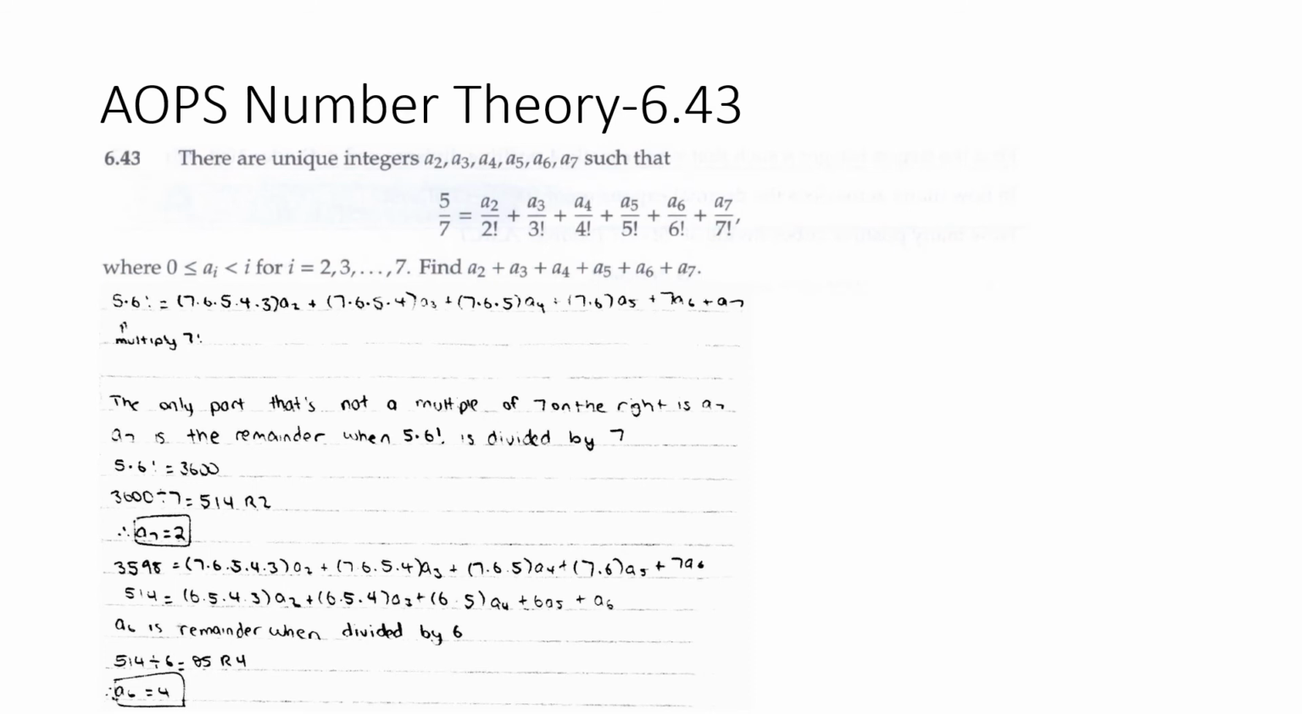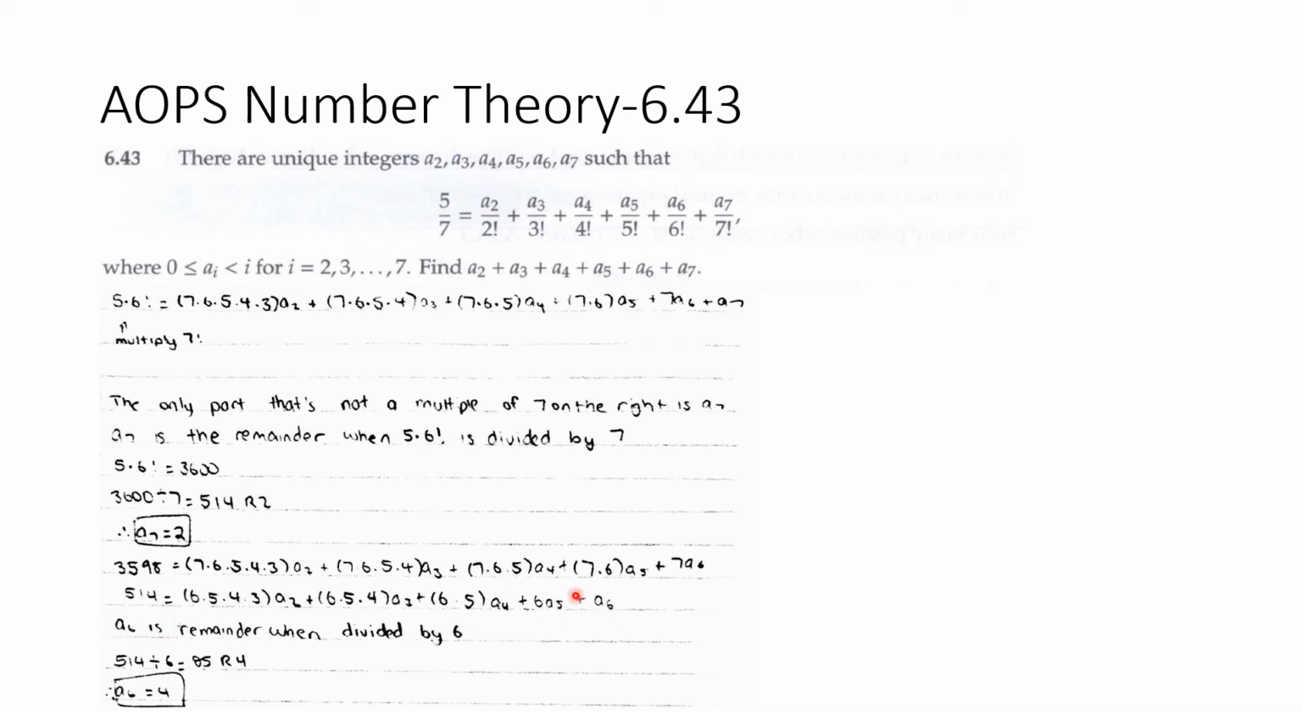So 5 times 6 factorial is equal to 3,600, and 3,600 divided by 7 is 514 with a remainder of 2. That means a7 is equal to 2. So if we subtract 2 on both sides, then we get this new equation. Now it's the same thing just without the a7, and this side's 3,598. And then we divide by 7 on both sides. So 514 is equal to 6 times 5 times 4 times 3 a2 plus 6 times 5 times 4 a3, so on up to 6a5 plus a6.